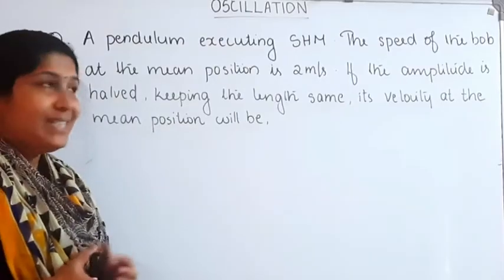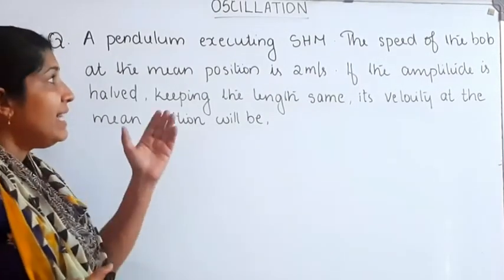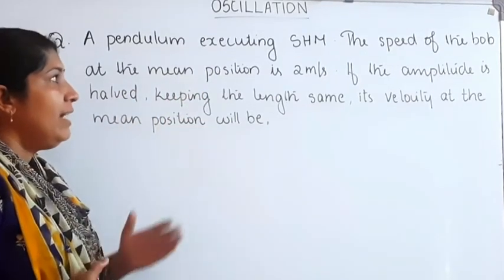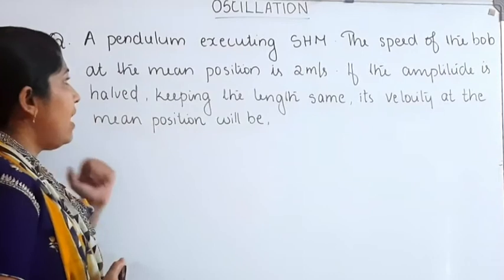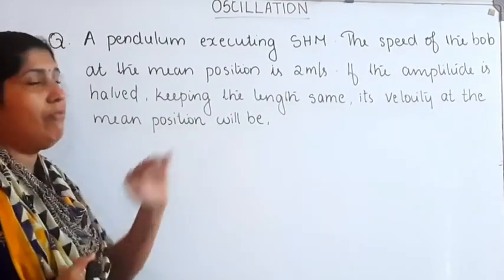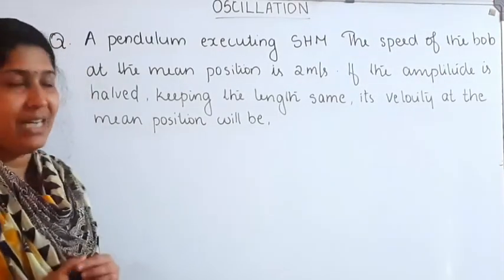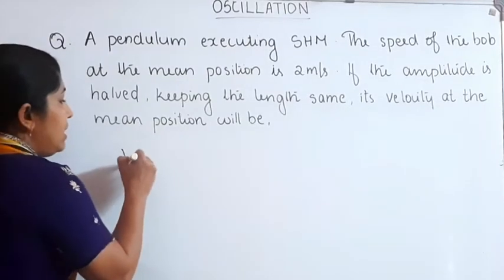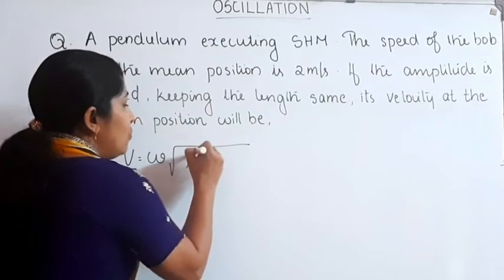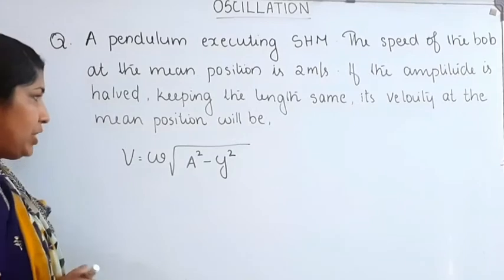Okay. Next question. A pendulum executing simple harmonic motion. The speed of the bob at the mean position is 2 meter per second. If the amplitude is halved, keeping the length same, its velocity at the mean position will be? Okay. What about the general equation for the velocity? General equation for the velocity, v is equal to omega into root of a square minus y square. This is the general equation for the velocity of simple harmonic motion.